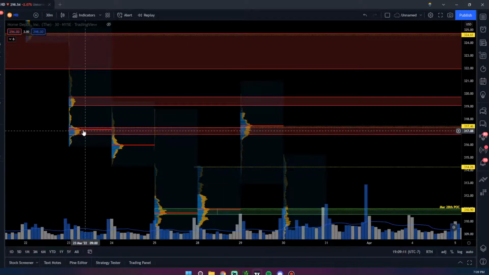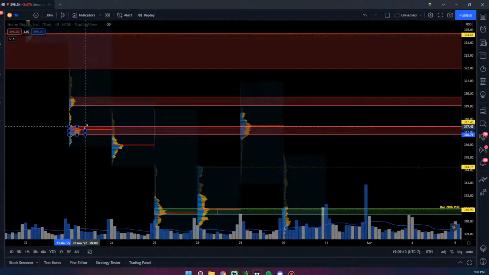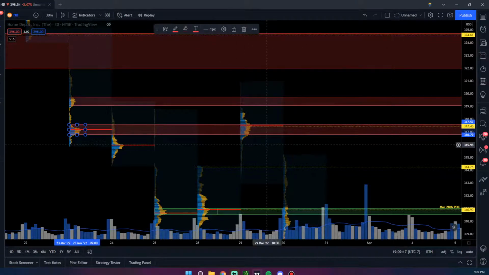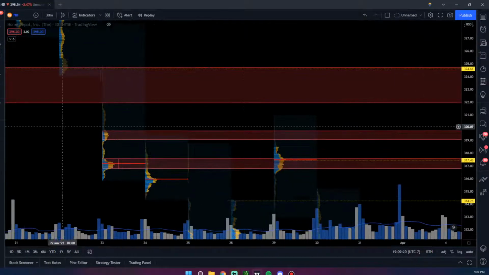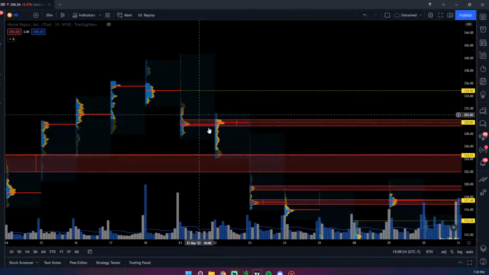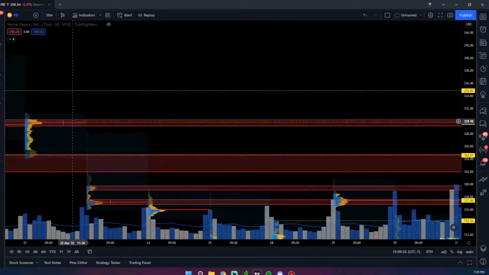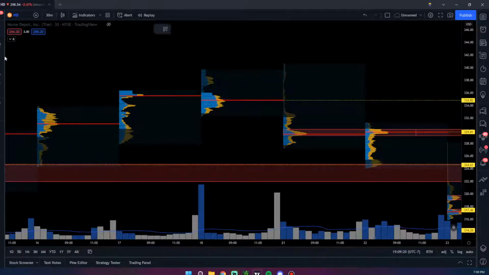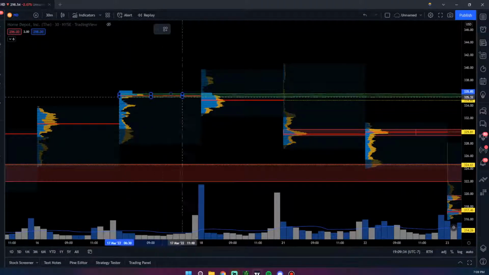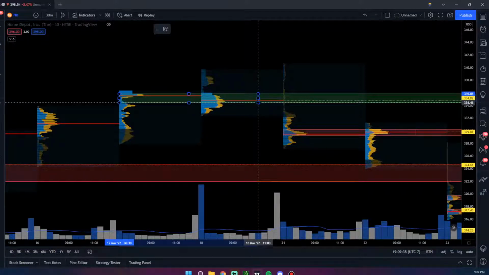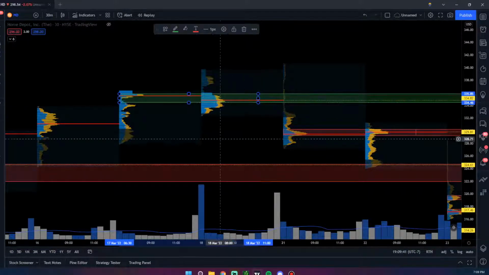So I have this one drawn here, but I would take it up a little bit higher to incorporate this virgin point of control here. We've got these two covered here, and then I would want to grab these ones really quick. So here. It's right about there.